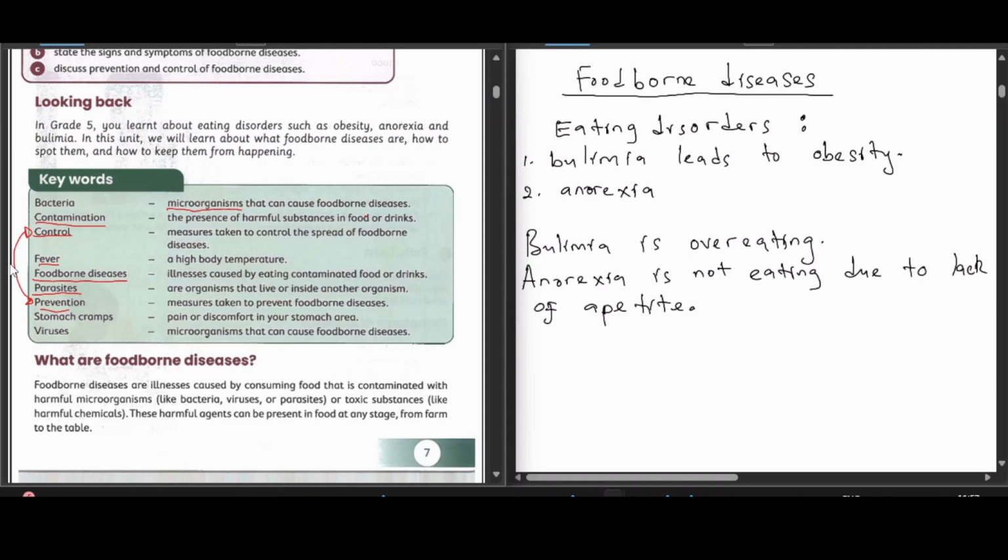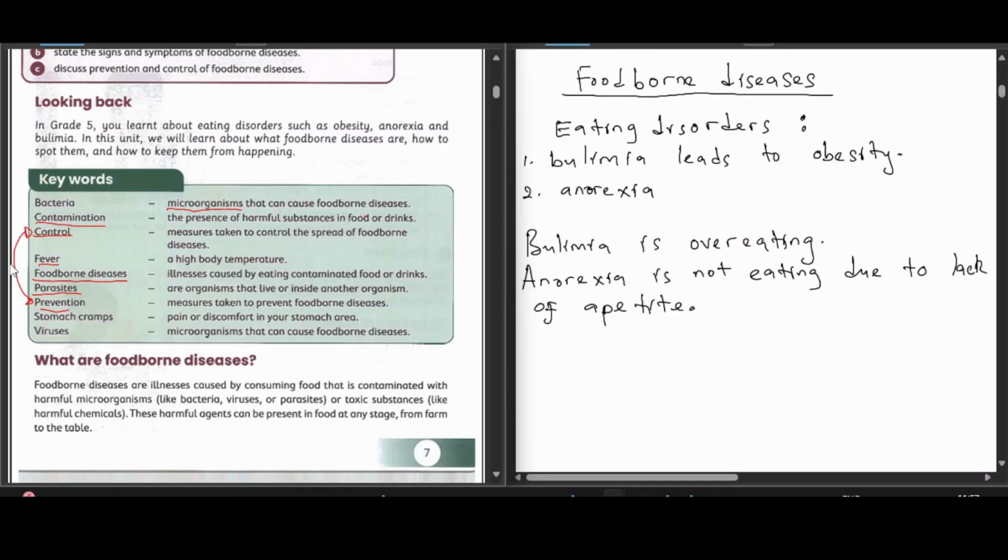That's a control. But a prevention, we want to prevent, to make sure something does not happen. So when we take measures to prevent a foodborne disease, these are called preventions. And examples of preventions would be wash your hands before you eat.